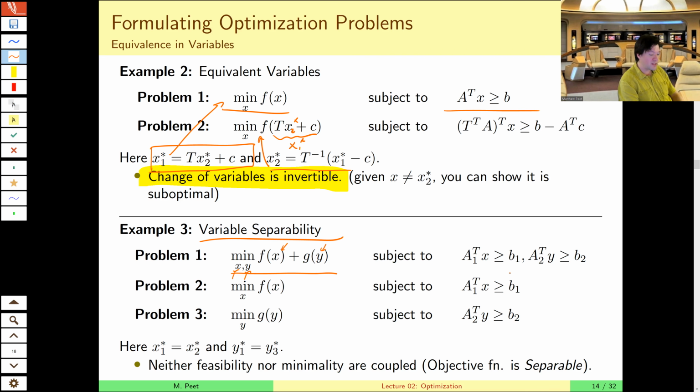If that's true, then we can separate the variables if the constraints are also not coupled. And here we've decoupled the constraints as well, so that the feasible set we can represent as x is in S1 and y is in S2. And if that's true, then this problem is equivalent to min over x of f of x, subject to x is in S1, plus min over y in S2 of g of y.